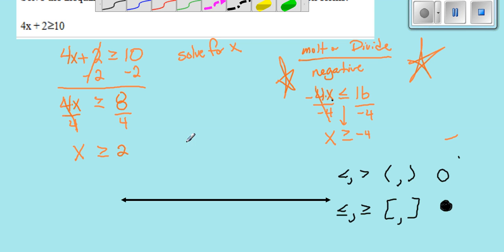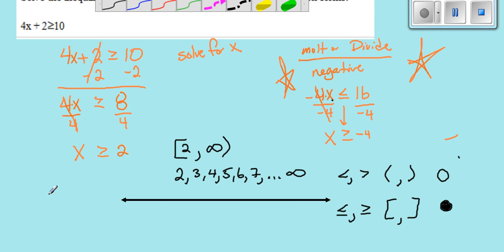Now my interval notation here is this. I want all the x's that are greater than or equal to 2. So I want to start at 2. I include 2. The bracket means include. And I want to go to positive infinity because that would be all the x's. So my list would be like 2, 3, 4, 5, 6, 7, etc., all the way to positive infinity.